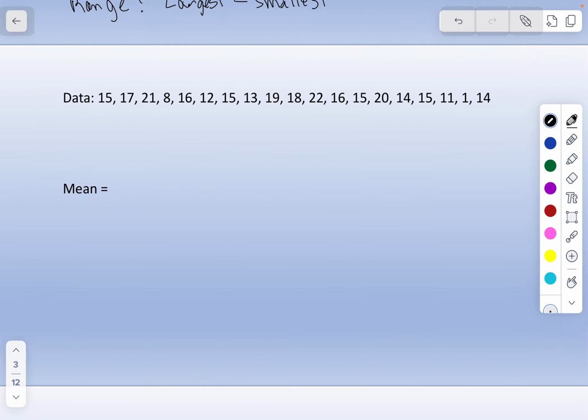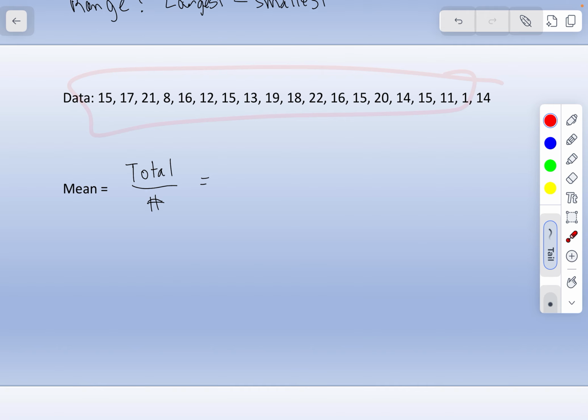So let's take a look at this data, okay? Now, in order for us to find the mean, that's not a bad one for us to do on our own with a calculator. Remember, it's just going to be the total divided by the number of items. So if we count the list here, we have 1, 2, 3, 4, 5, 6, 7, 8, 9, 10, 11, 12, 13, 14, 15, 16, 17, 18, 19 items. So we're going to divide our total by 19.